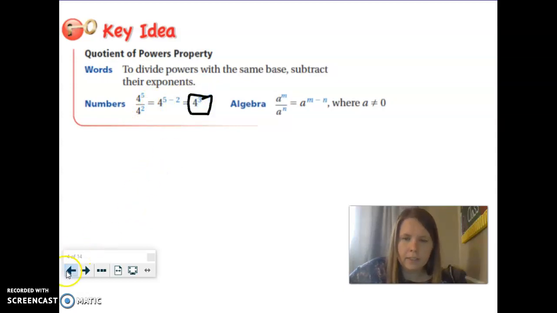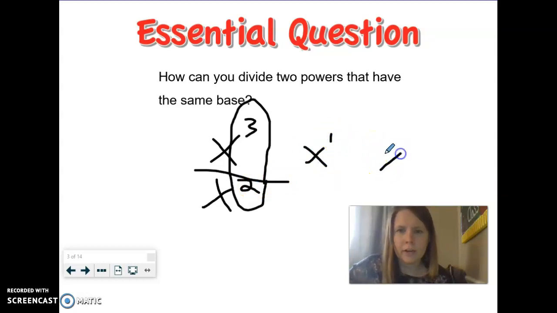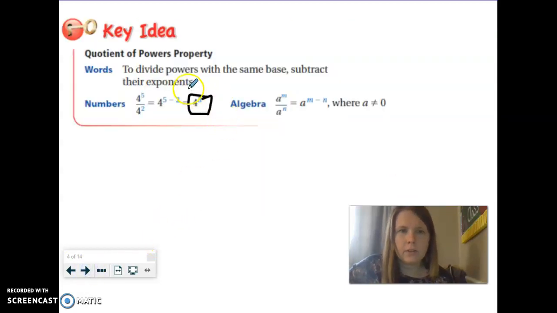In the case of my example here, when I take 3 minus 2, that's 1. You could say x to the 1, but remember, usually you don't leave just an exponent of 1. So your answer would just be x in this case. So in this one, we are subtracting the exponents. Let's keep going then.